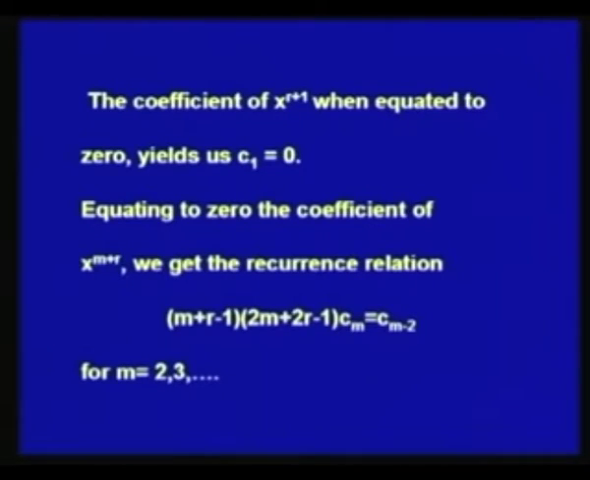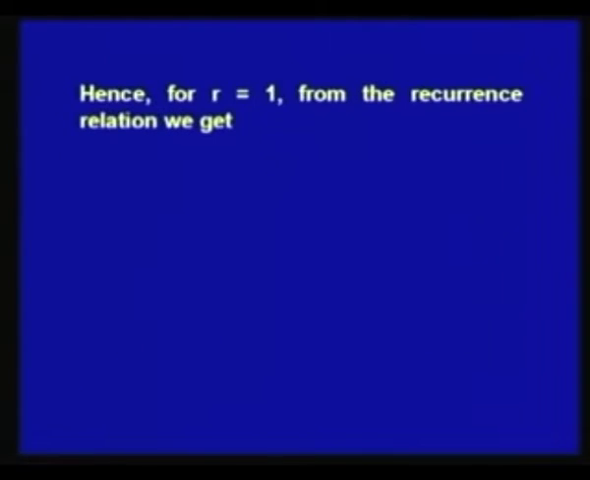The coefficient of the next higher power of x gives us C1 equal to 0, and then we put the coefficient of x to the power m+r equal to 0 to obtain the recurrence relation, which is (m+r-1)(2m+2r-1) Cm equal to Cm-2 for m equal to 2, 3 and so on, because m is greater than or equal to 2 here.